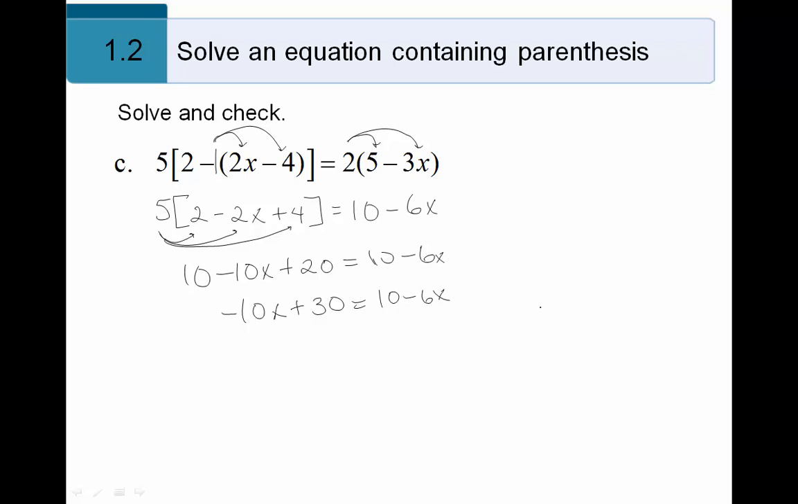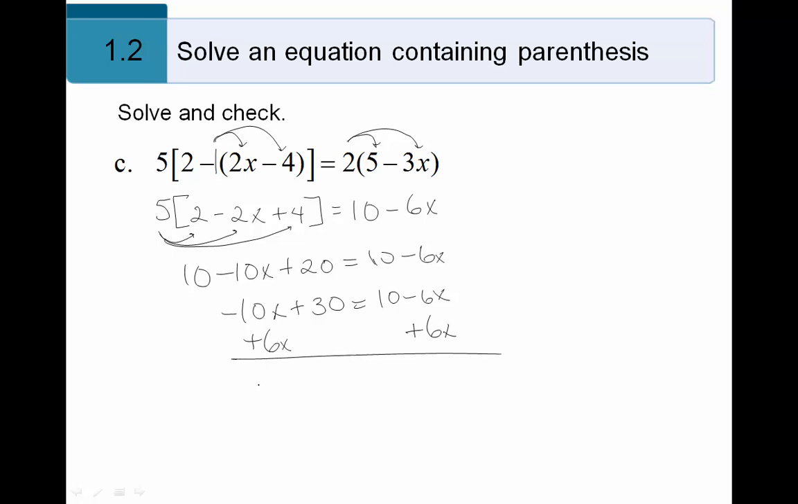At this point, step 1 is complete. We've removed all the grouping symbols and combined any like terms that were on the same side of the equation. So let's move on to steps 2 and 3. Let's get the variable on one side and the number on the other. To remove the negative 6x from the right-hand side of the equation, we'll put a positive 6x on both sides.